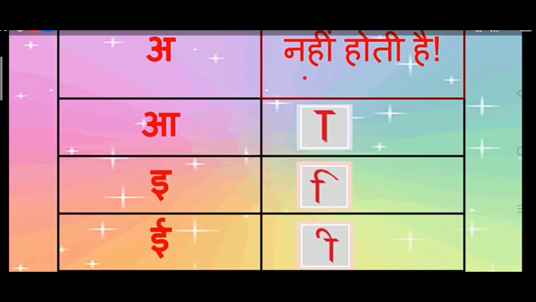Then, E ki matra. E ki matra means first one, that is small E. Can you see the symbol? Left side, letter. Right side, you can see the symbol for that. Then next, E ki matra, long E, right side symbol, correct? Yes, A has no matra, A ki matra is one standing line, short E ki matra means that symbol will come on the left side, long E ki matra means that symbol will come on the right side. Got it everyone? Very easy, right?